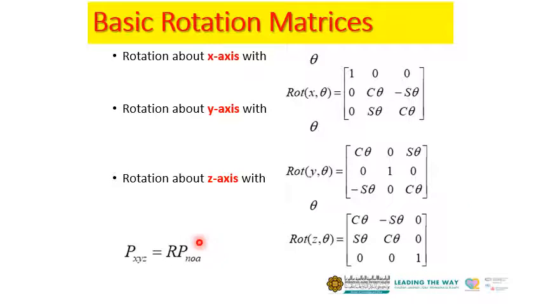So our new point Pxyz will be this rotation matrix multiplied by the PNOA, whichever is the coordinate with respect to NOA. So this would be our new coordinate with respect to the original frame of reference after rotating this NOA with an angle of theta. Now, we are discussing still the single rotation. We are still not discussing the multiple transformation.